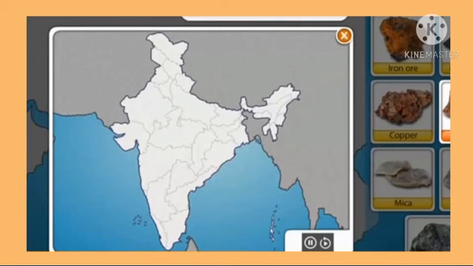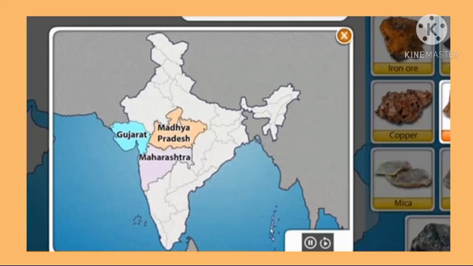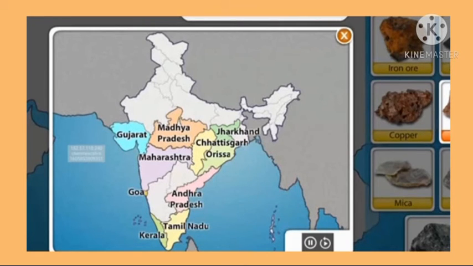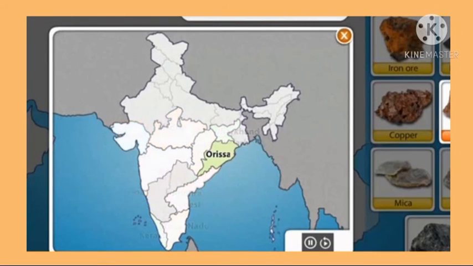Bauxite is largely used to make aluminium. Bauxite reserves are mostly found in the states of Gujarat, Madhya Pradesh, Maharashtra, Goa, Kerala, Tamil Nadu, Andhra Pradesh, Chhattisgarh, and Orissa. Of these states, the largest producer is Orissa. And of all the mines in Orissa, the Panchpatmali mines in Koraput are the most important.